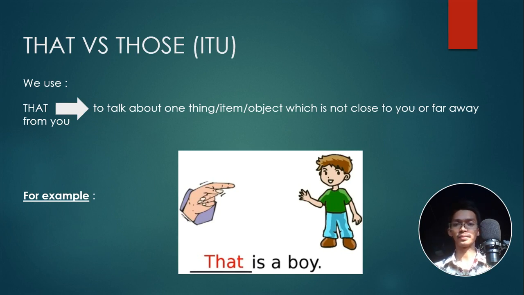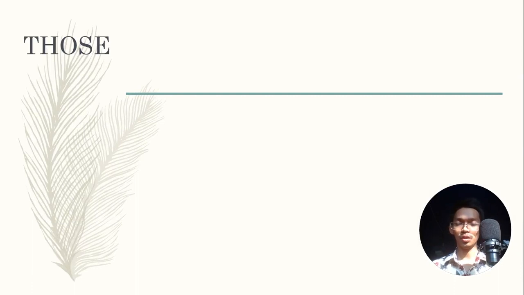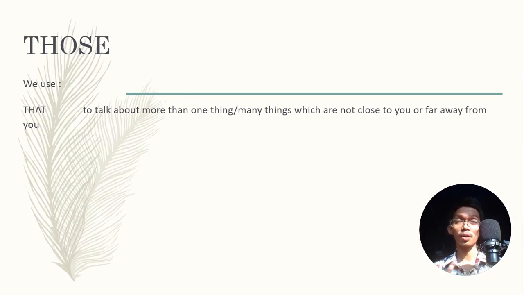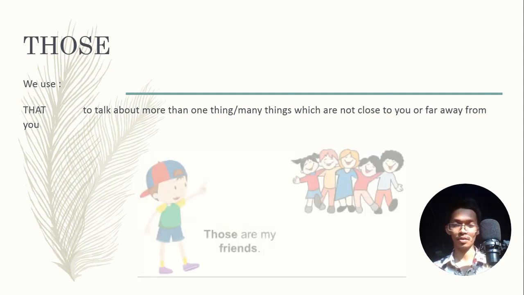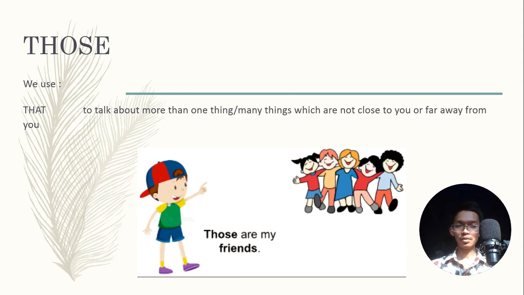Remember, yeah? What about those? So when do we use those? We use those to talk about more than one thing or many things which are not close to you or a bit far away from you. Example, there is a boy and there go his friends. There are 5 of his friends and they're far away from him, so he would say those are my friends, because they're far and they're more than one.